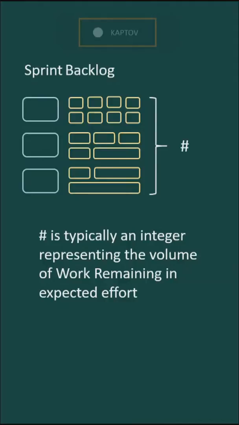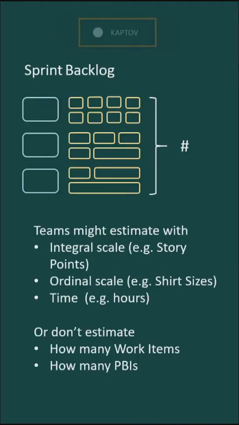There are lots of ways to do this if I look at these work items. I'll talk about a few that teams I've seen use. So you may be using estimates on those work items. For instance, I might use an integral scale like a story point scale. I might use an ordinal scale like shirt sizes. I may use time, like hours or days.